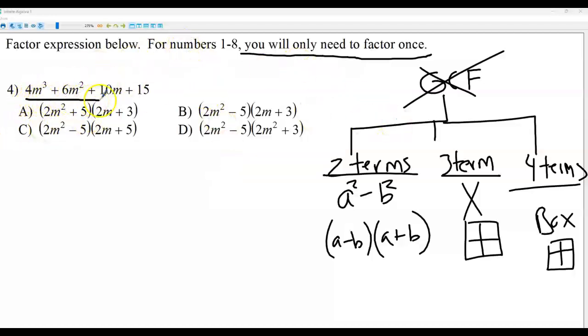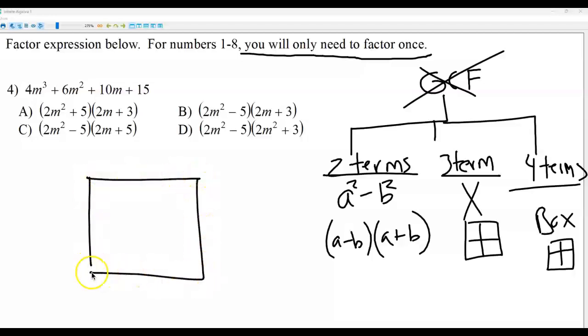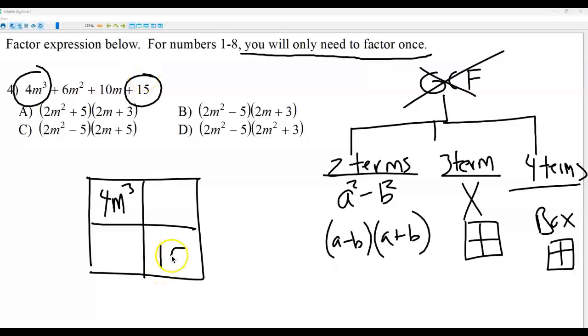Notice here that we have an expression that has 4 terms in it, so we're going to be doing just the box method for this particular problem. So how do we do that? Draw our box. Term with the biggest power goes in the top left. The term without any variables goes in the bottom right. The other 2 variables go in the other boxes. They're left over. It doesn't really matter which one goes where for those.